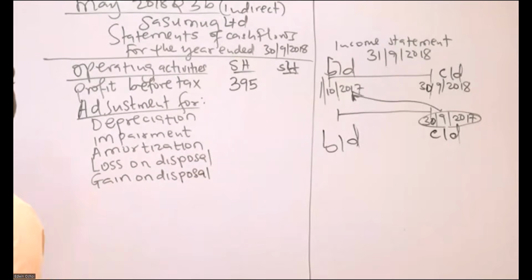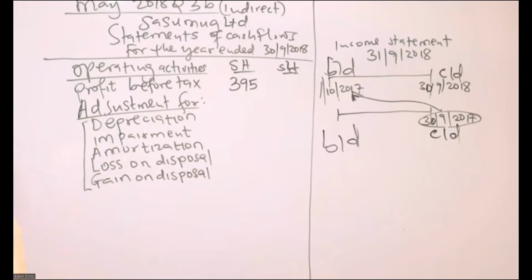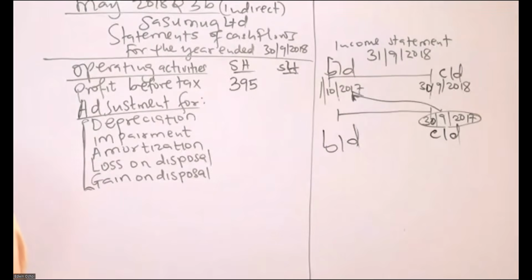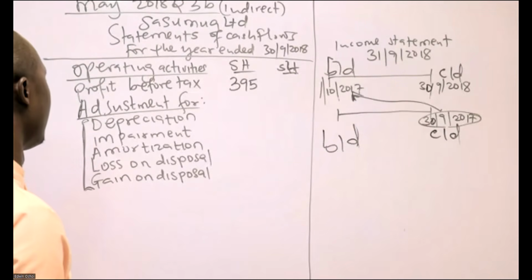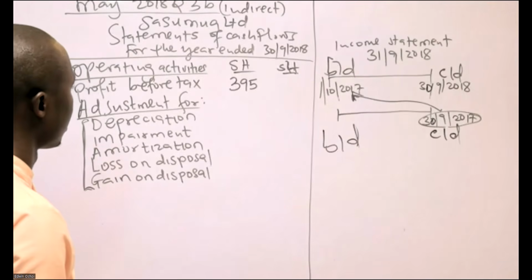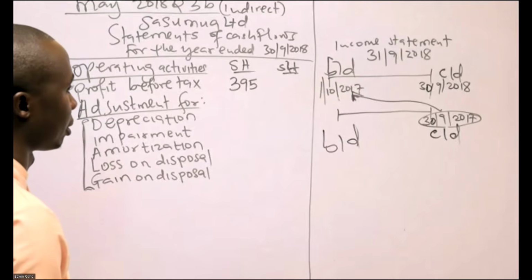These are the first items you just write. You just write them before even checking if they are in the question. Then non-operating items. The non-cash flow items. Then now we can go to the question and check if they are present.